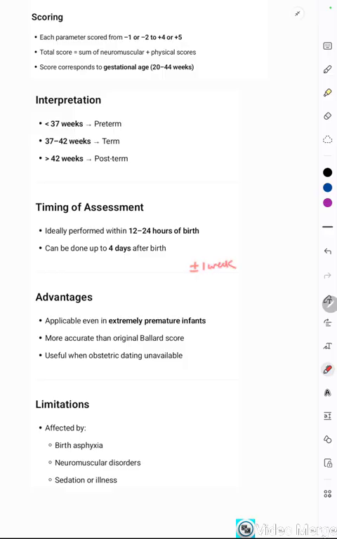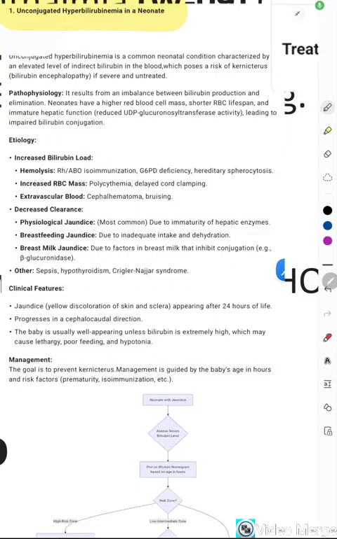Then advantages: it is applicable in case of extremely premature infants as well. It is more accurate in the old Ballard score, and it is useful when the obstetric rating is unavailable. Limitations: this particular score is affected in birth asphyxia, neuromuscular disorders, or in case of sedation or illness of the baby. The next is unconjugated hyperbilirubinemia in neonate.